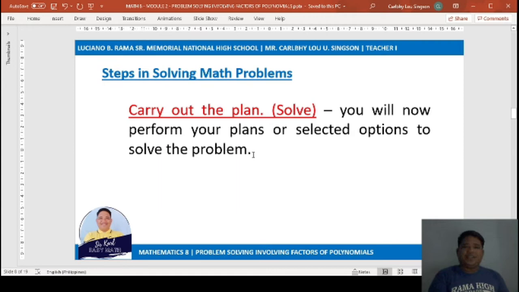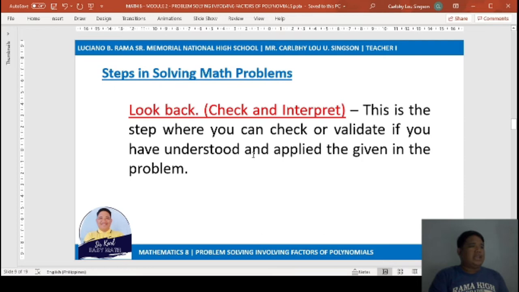Next, the third step is carry out the plan. That is to solve. You will now perform your plans or selected options to solve the problem. After you translate the problem, you have your plans and selected options. It's now time to get a solution by solving it using a formula. And the last step is look back, check, and interpret. This is the step where you can check or validate if you have understood and applied the given in the problem. So you need to check and interpret.